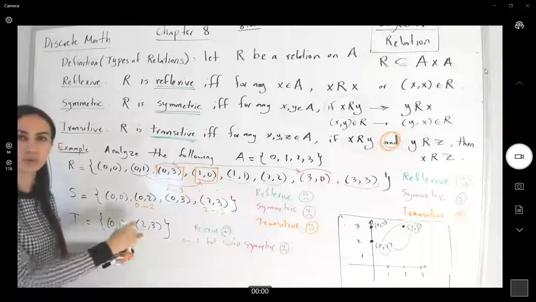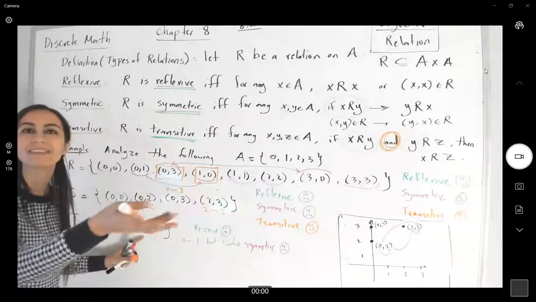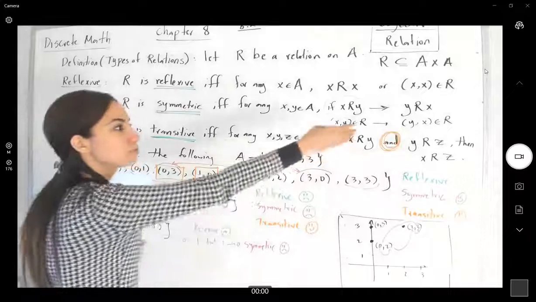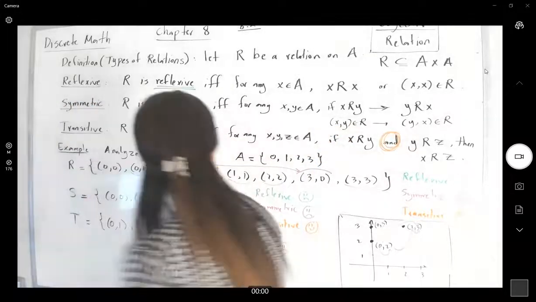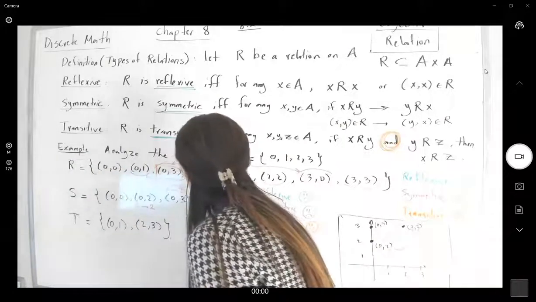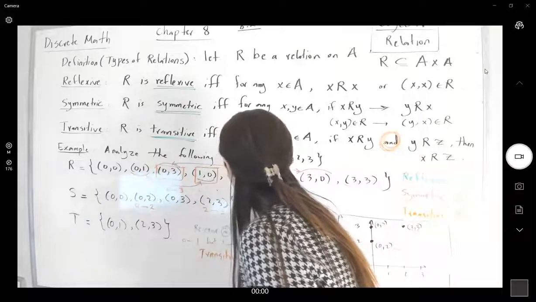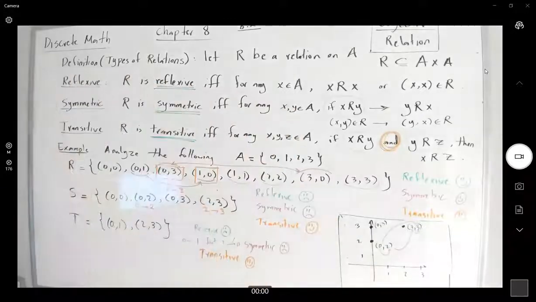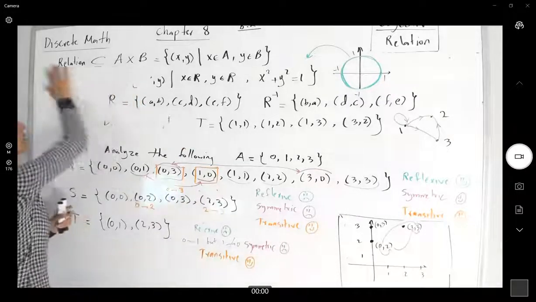What about 2 and 3? 2 is connected to 3. 3 is connected to, I don't have the second point to move forward and check this relation. So it is transitive. Very well. So give us more examples.